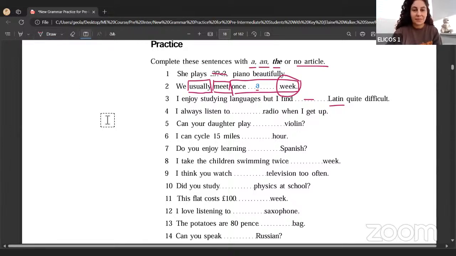4. I don't... the radio when I get up. Yes, I always listen to the radio, especially when we talk about listening. Remember, it's that verb. I always listen to the news. I always listen to music. Actually, with music, I didn't say the. So the radio, I always listen to the radio. Oh, yeah, I always listen to the news.